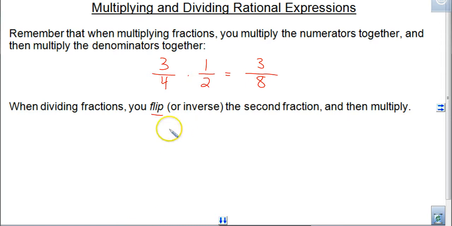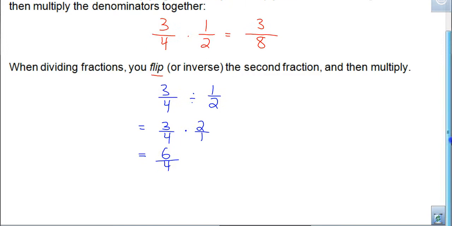Taking the same two fractions that I had, 3 over 4, now if I want to divide that by a half, the first thing I would do is flip the second fraction, and now this turns into multiplication, so it turns into 2 over 1. Now I can multiply across the top is 6, multiply across the bottom is 4, so I get 6 over 4. Just to make sure that I have a proper solution, we should always make sure our answers are reduced. So this would reduce to 3 over 2.